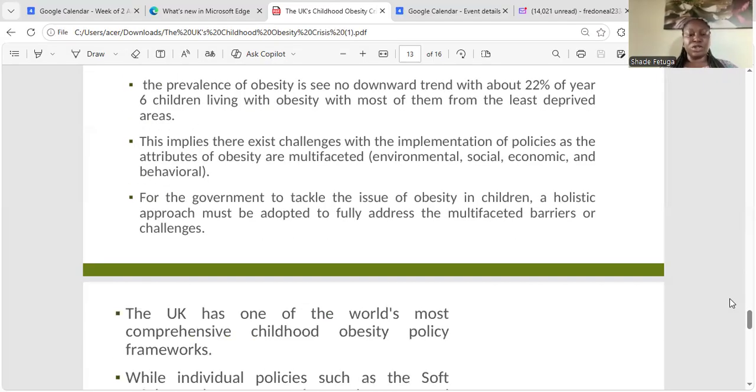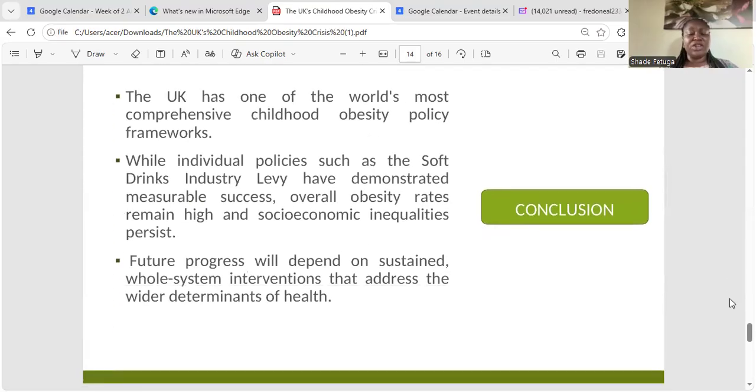So in our conclusion, the UK has one of the world's most comprehensive childhood obesity policy frameworks. While individual policies, such as the soft drink industry levy, have demonstrated measurable success, overall obesity rates remain high and socio-economic inequalities persist. In future, progress will depend on sustained all-system intervention that addresses the wider determinants of health.